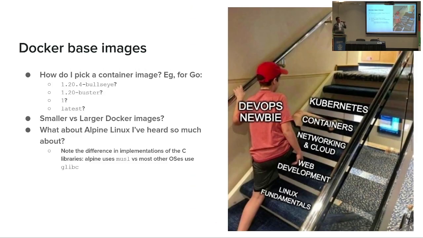For example, with Golang, if you want to build a Go web app, you've got version 1.20.4-bullseye, then you've got 1.20-buster, you've got 1, you've got latest. And these all point to the same thing currently, as of when I wrote this presentation. But how do you know what to choose? And smaller or larger Docker images, there's been some chatter about this, and does it make a difference? Yes, it does. Not from a performance point of view, sorry, but from a security point of view, absolutely. And I'll talk about that in a minute.